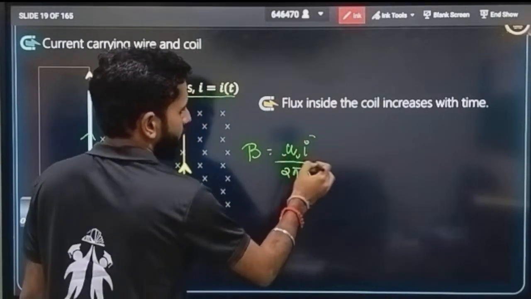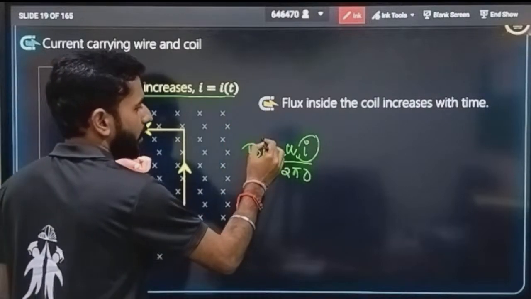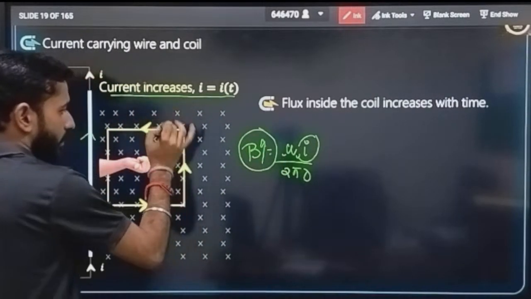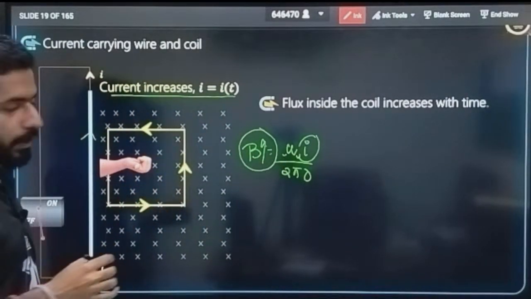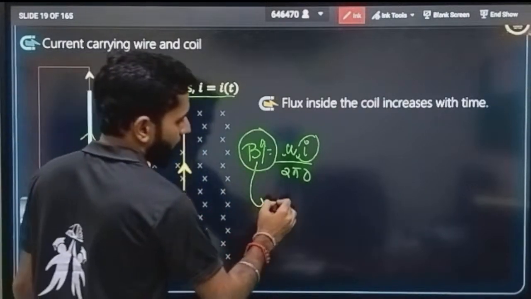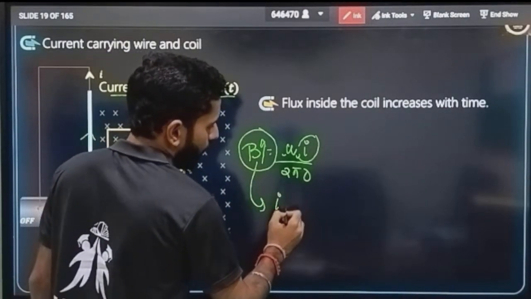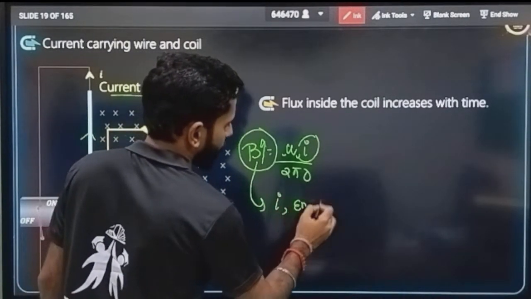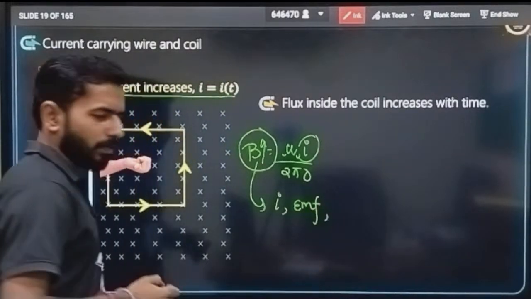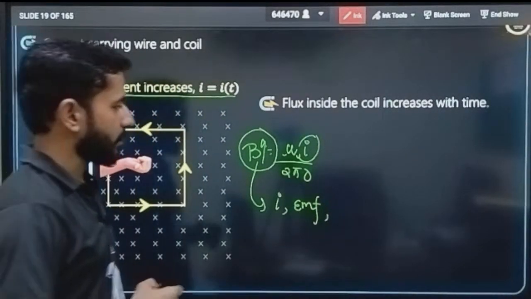So if current is increasing, what can I say? Can I say the magnetic field is increasing again? That means in this complete area the magnetic field is increasing. Due to this increase in magnetic field, some current will be induced and some EMF is also induced. If you get the direction of current, of course you can have the direction of EMF as well.